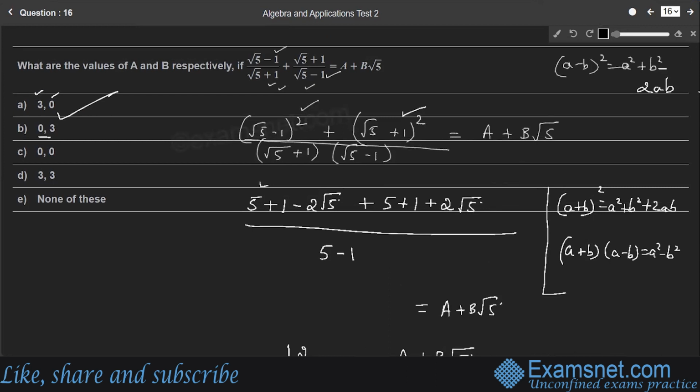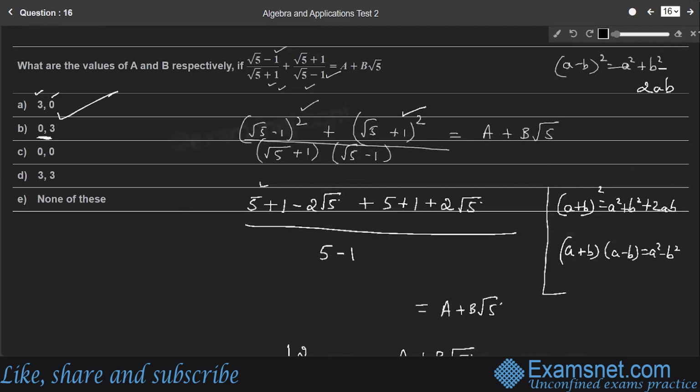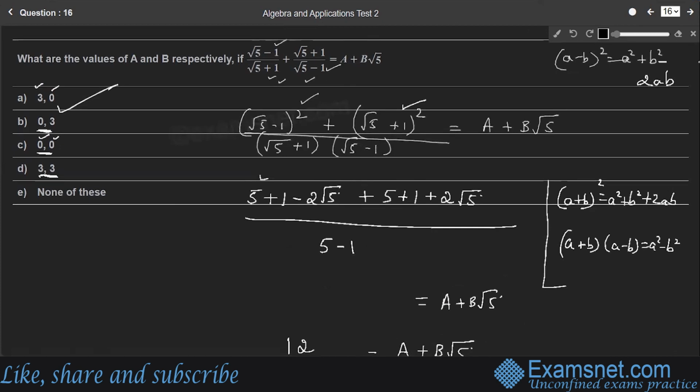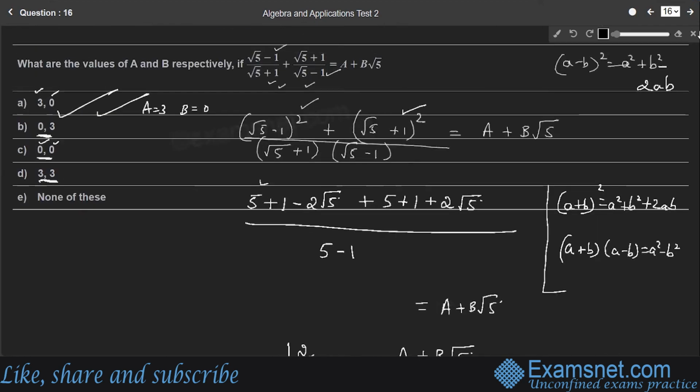If you consider option B, in which a is 0, b is 3, in that case you will get a fraction, because a plus b root 5 is the RHS part. And option C also is not equal to 3. If a is 0, b is 0, the whole value becomes 0, right? If a is 3, b is also 3, you will get a fraction which is not equal to 3. Therefore, only for option A, a is equal to 3, b is equal to 0, a plus b root 5 becomes 3. Therefore, option A is the right answer.